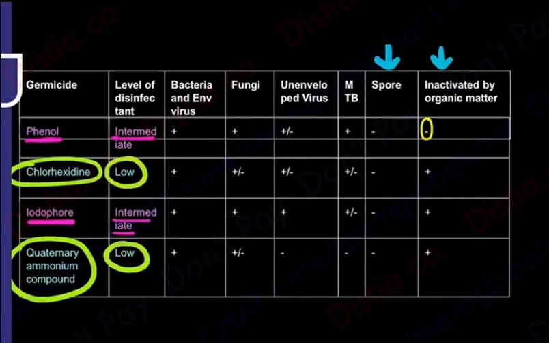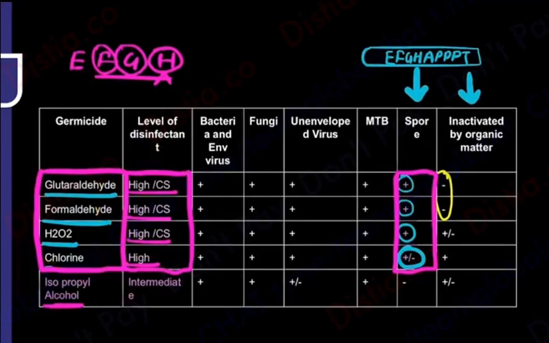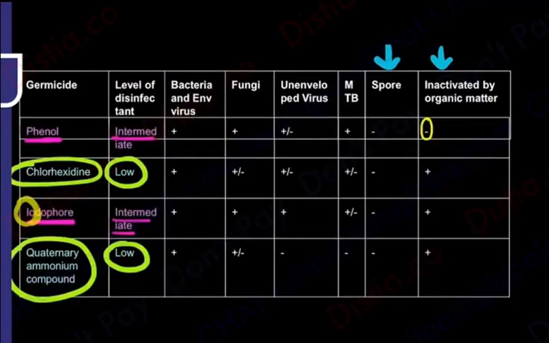So simple, whatever kills spores will come under high level. Alcohol, that is isopropyl alcohol, and then iodophor and phenol, these are all intermediate levels, and the rest all come under low level. Finally, coming to which are the ones that might get inactivated with organic matter.